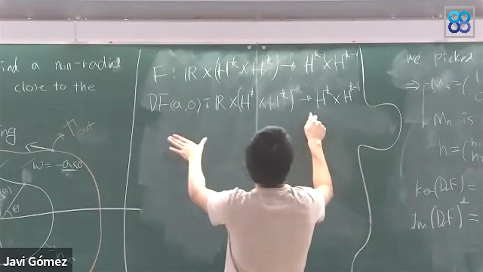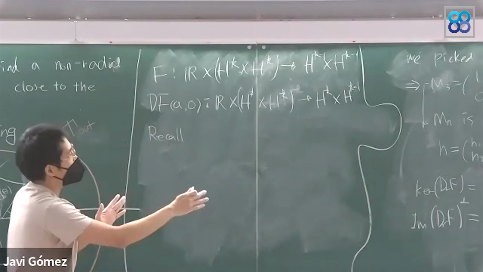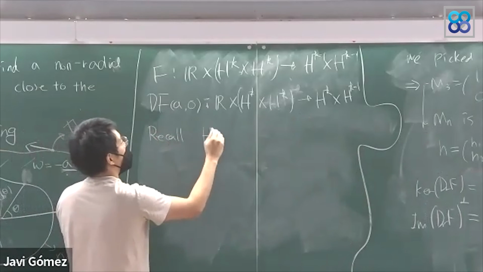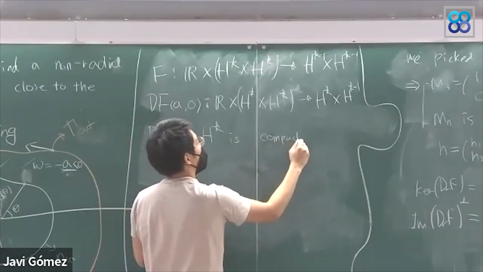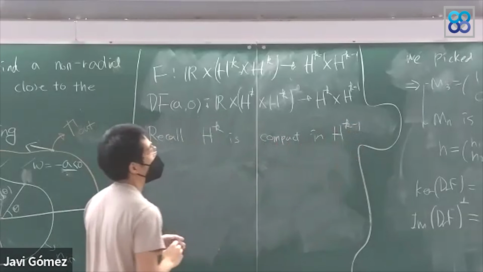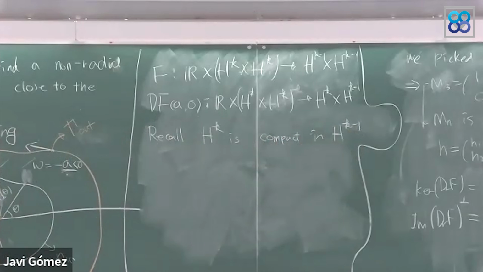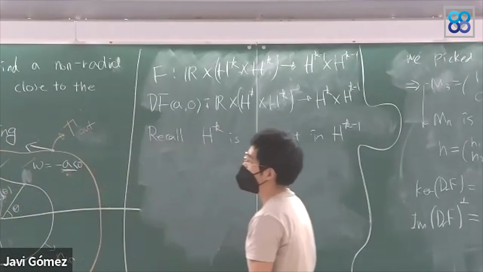And in this case, the classical compactness theorem says that Hk is a compact space in Hk minus 1. So in this case, because the image is compact in the Hilbert space, its perp cannot be a finite dimensional space, right? So this is the critical part where we cannot really apply the Crandall-Rabinowitz theorem.